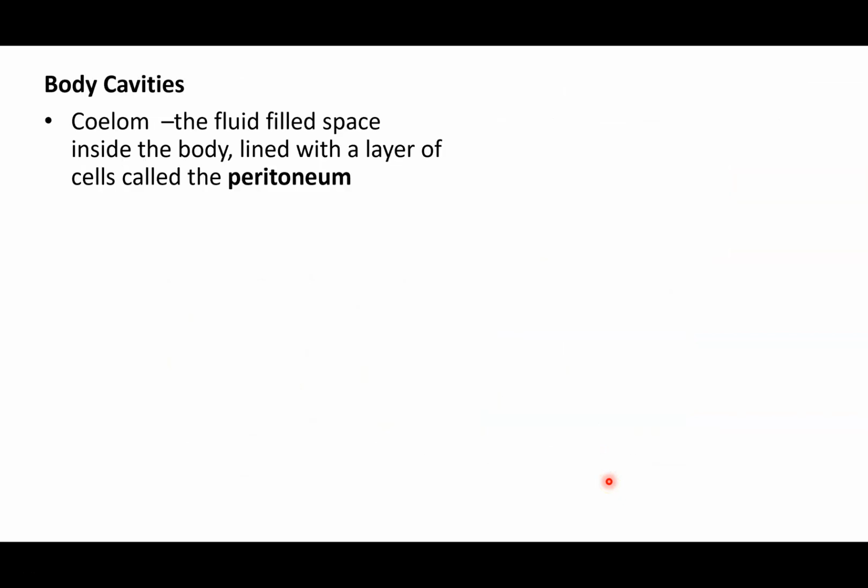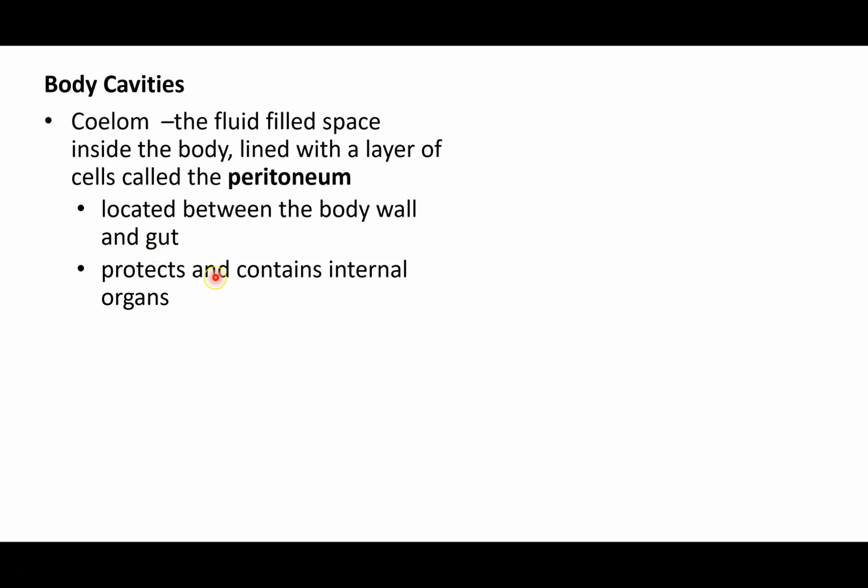So in humans, coelomates, it is good to look a little bit more in detail at those body cavities. The coelom is a fluid-filled space inside the body lined with a layer of cells called the peritoneum. The peritoneum holds our organs. It's located between the body wall and the gut, the digestive tract. And it protects and contains organs.